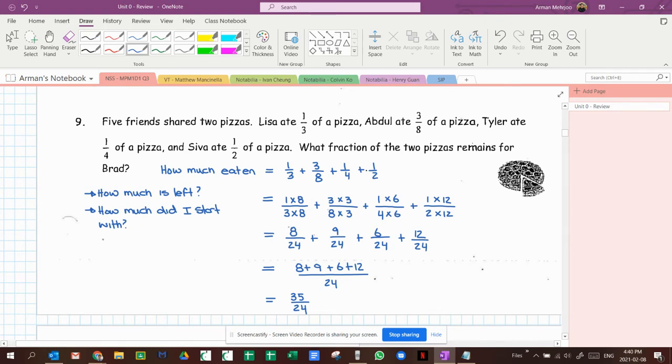Well, I have two pizzas. I want to write them with a 24 on the bottom. So if I have two pizzas, that's the same thing as I could say 2 over 1 as a fraction. 2 over 1 is the same thing as 2. We usually don't put the 1. But the reason why I'm going to put the 1 is because I want to get 24 on the bottom here. And if I multiply the bottom by 24, that means I have to multiply the top by 24. So I should get 48 over 24. That's how much pizza I started with.